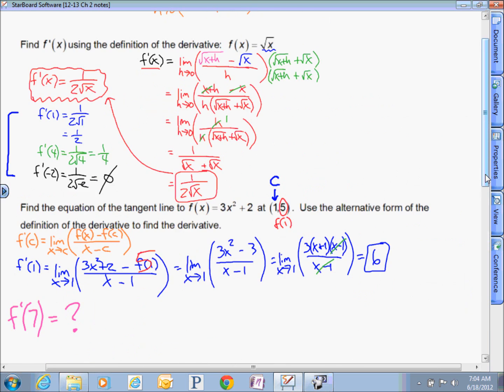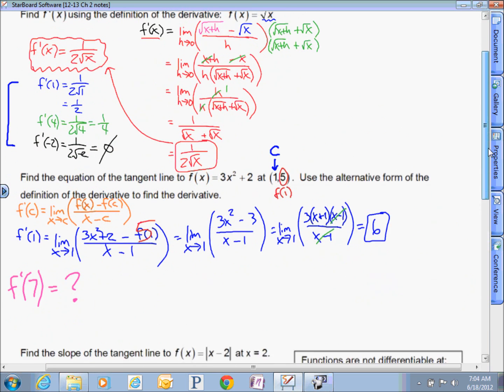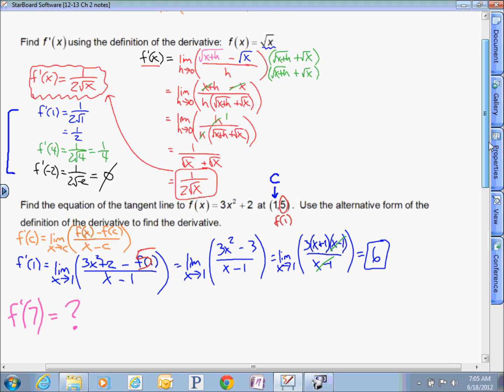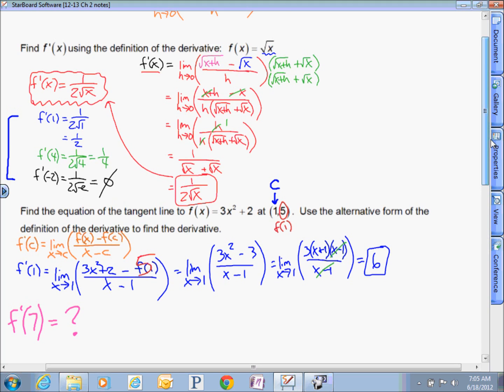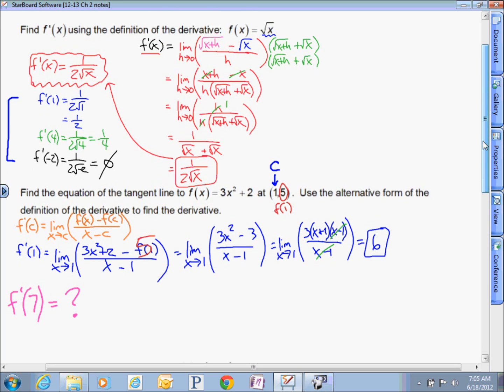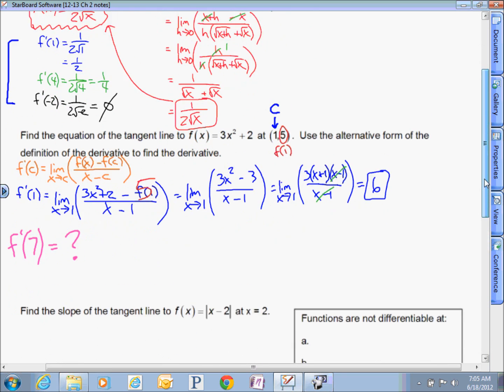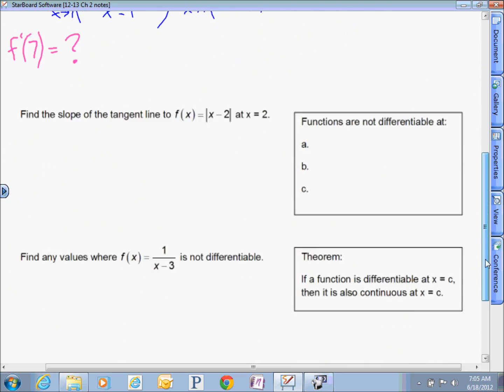So I'm going to jump to this backside. We did the definition, we did the alternative form, and we found out the function 3x squared plus 2 actually was differentiable, particularly at x equals 1, because we were able to find that the slope of its tangent line at x equals 1 came out to be 6. Well, how will we know if a function's not differentiable?